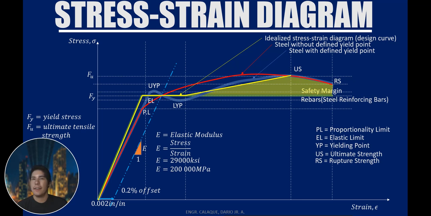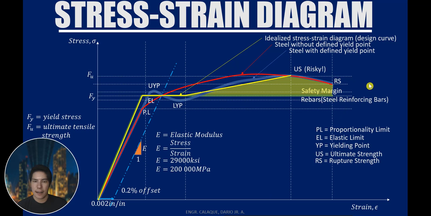So, kasi kung ginamit natin yung US sa design, it's too risky, no? Like, di ba? Once ma-exceed yung US, automatic mag-fail yung material. So, it's too risky na wala tayong allowance for that. No? Wala tayong safety margin. So, medyo risky siya. Ganun. Okay? So, anyway, that is ginagamit natin sa mga steel reinforcing bars.